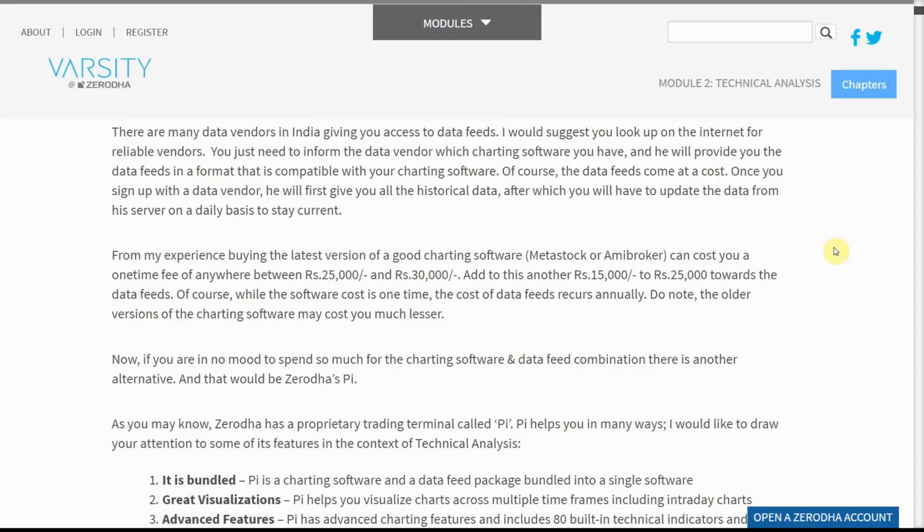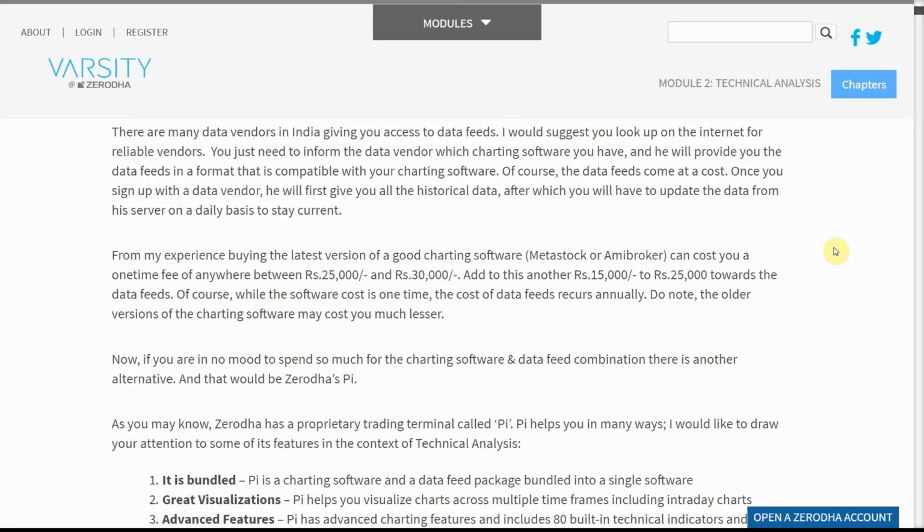Of course, the data feeds come at a cost. Once you sign up with a data vendor, he will first give you all the historical data, after which you will have to update the data from his server on a daily basis to stay current. From my experience, buying the latest version of a good charting software, Metastock or AmiBroker, can cost you a one-time fee of anywhere between 25,000 rupees and 30,000 rupees. Add to this another 15,000 to 25,000 rupees towards the data feeds. Of course, while the software cost is one time, the cost of data feeds recurs annually.